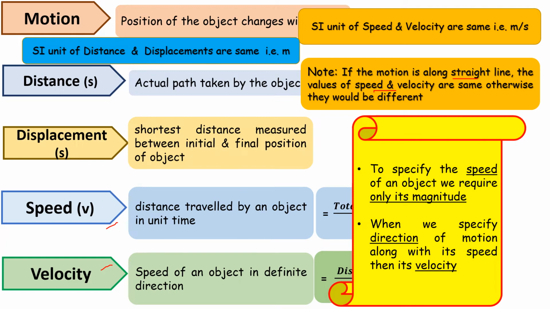Also, you should remember, to specify the speed of an object, we require only its magnitude. Whereas when we want to specify the velocity, we need direction also. So when we specify the direction of motion along with the speed, then it is called velocity. So hope that the difference between speed and velocity is understood thoroughly.